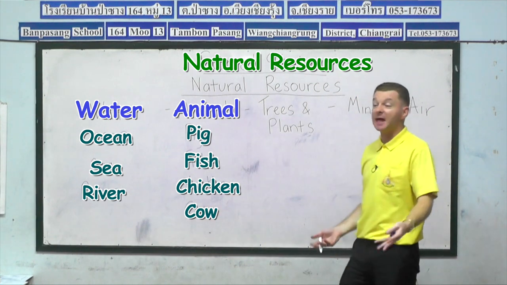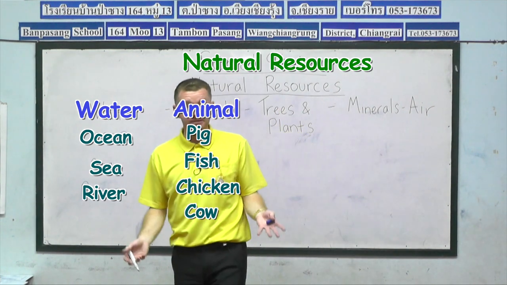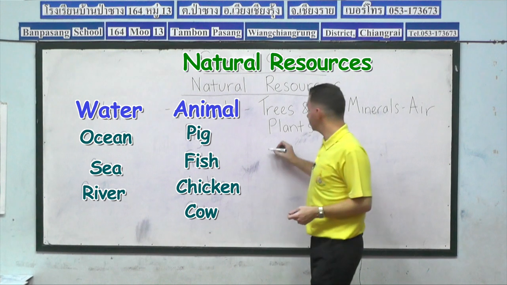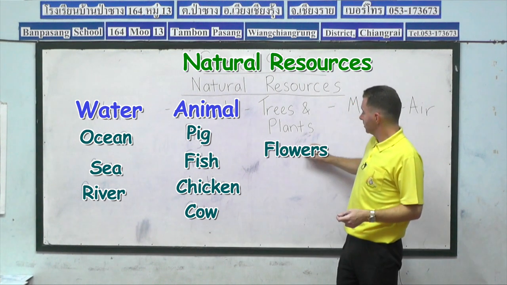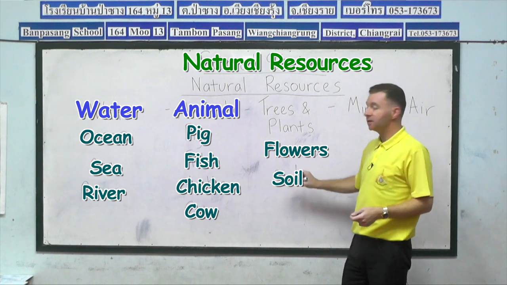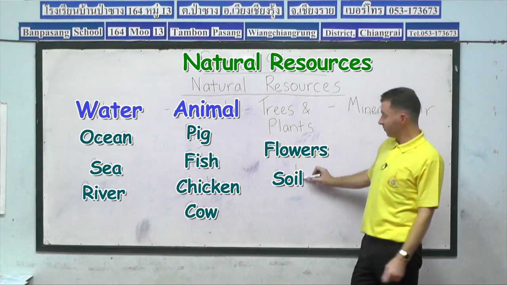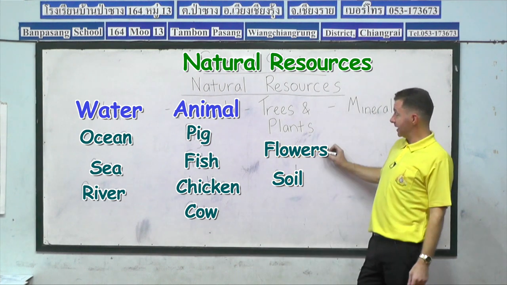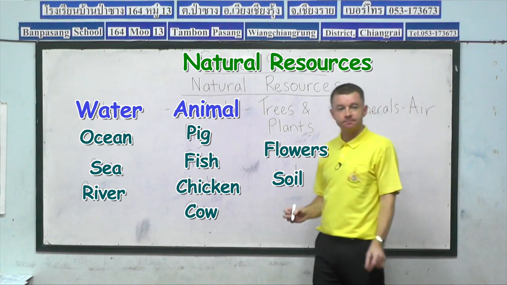Now, trees and plants are fairly self-explanatory. They're trees and plants. But we can also add flowers and soil to the list. These are all things that grow naturally out of the ground. First of all, we need the soil, then the flowers, then plants, and then trees.